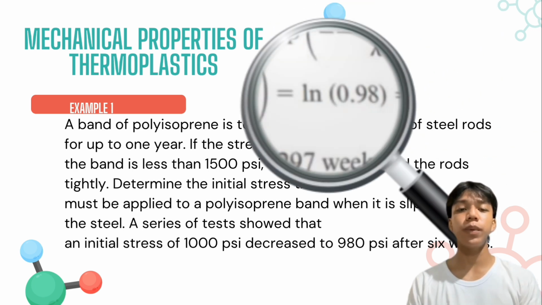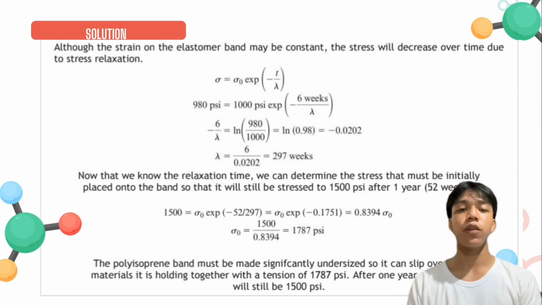The computation is based on stress relaxation, where the stress in a polymer decreases over time even if the strain is constant. The formula used is sigma equals sigma naught times e raised to negative t over tau. Here, sigma is the stress at time t. Sigma naught is the initial stress. T is time and tau is the relaxation time.